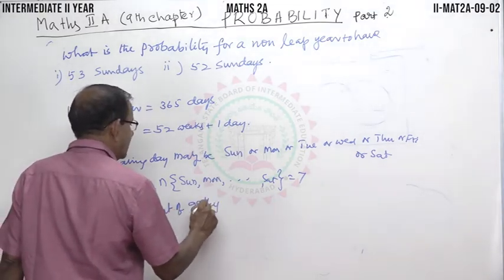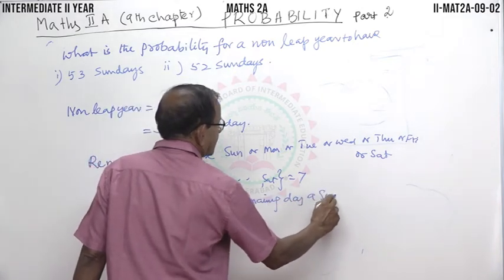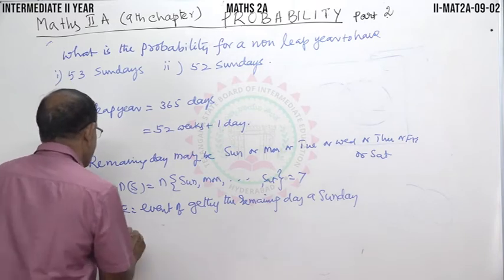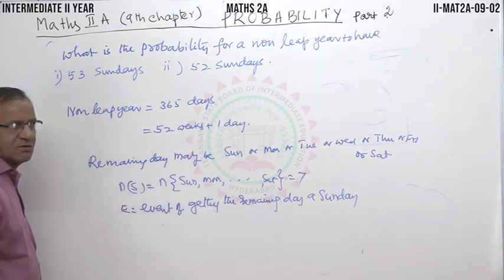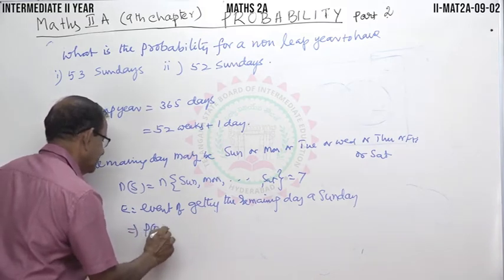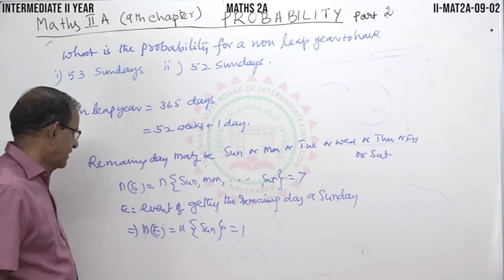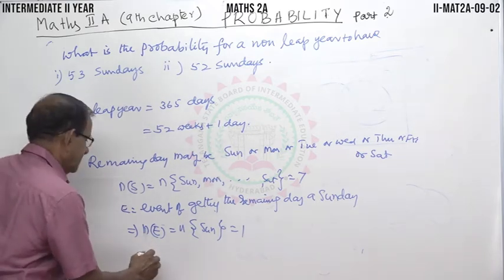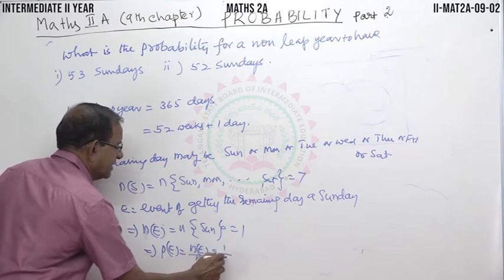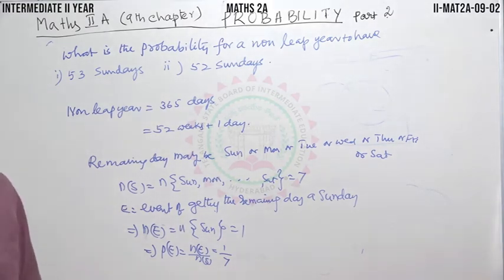Now E is equal to the event of getting the remaining day as Sunday. If that remaining day is Sunday, then only you will get 53 Sundays in that year. That means how many outcomes are possible in favor of this? Only one. Out of these 7, only one is in favor. That implies n of E is equal to 1. Now what is the probability for E? P of E is equal to n of E by n of S, which is equal to 1 by 7. So this is the probability for 53 Sundays in a non-leap year.